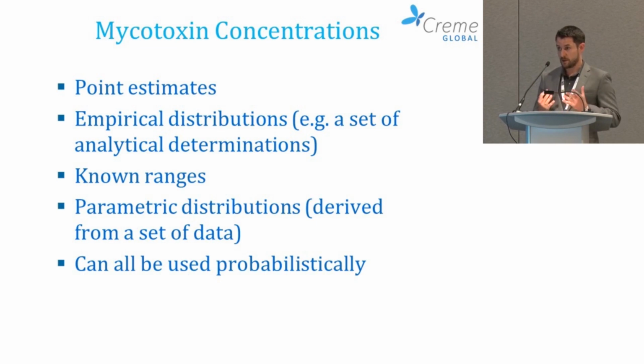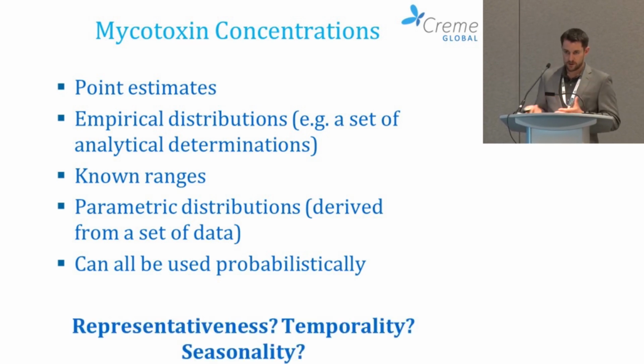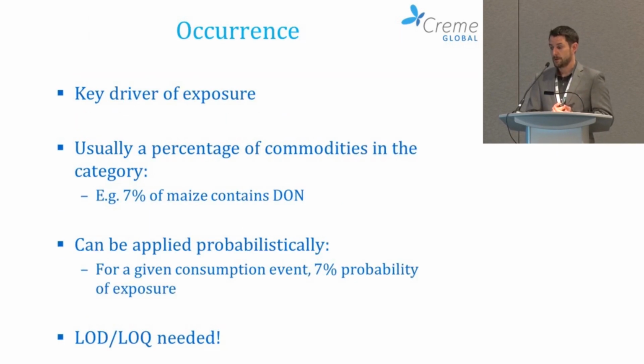And the point about all of these types of data is that you can use them in a probabilistic or statistical or stochastic model. So Monte Carlo simulations and probabilistic modeling are the way you capture all of this variability in a risk assessment. All these questions around representativeness, temporality, seasonality, you've got to get to grips with this for mycotoxins specifically. It's been dealt with in quite a bit of detail, but again, it's hugely important as an input into your exposure assessment, and how that informs your conclusion on your risk in a population of consumers.